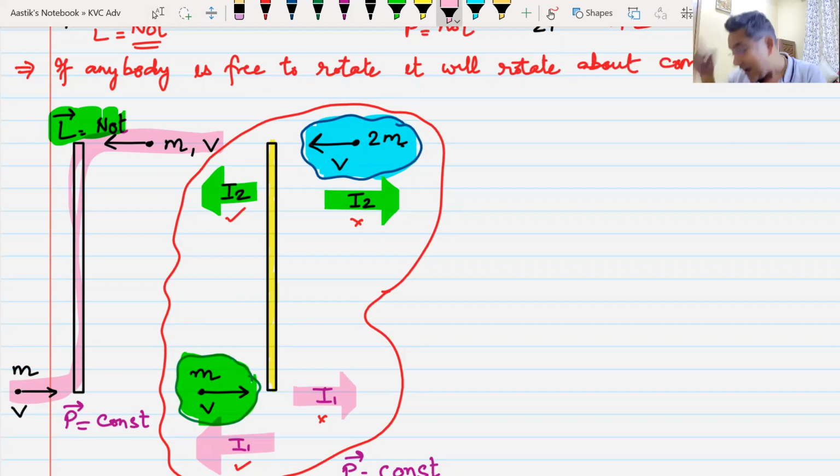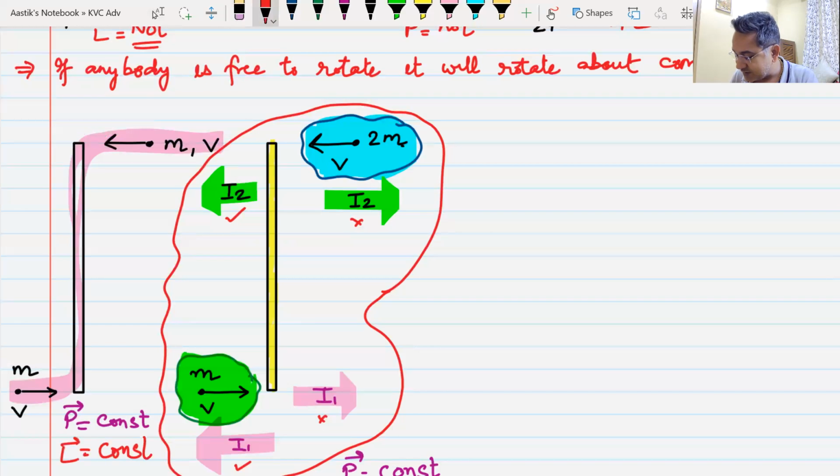So this case and the case number 2, they are the same. So here also, angular momentum is constant. Do we understand it? Or has this gone above? Do we understand this? Yes, sir. And this rod is going to rotate about this point.